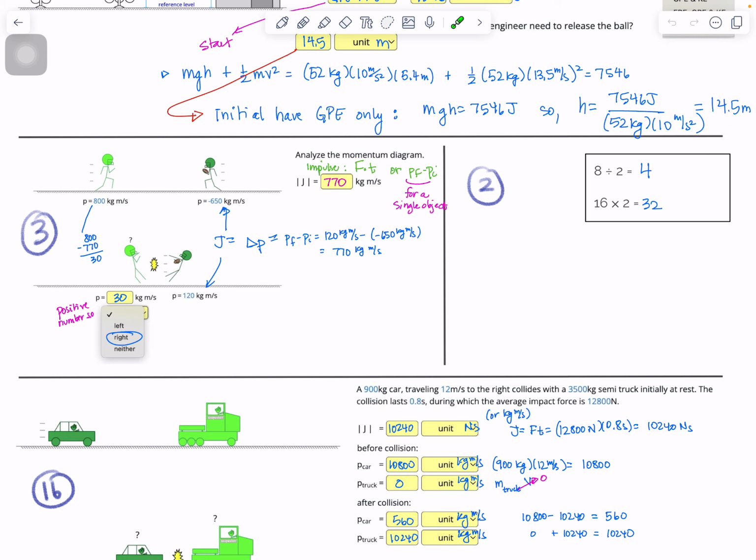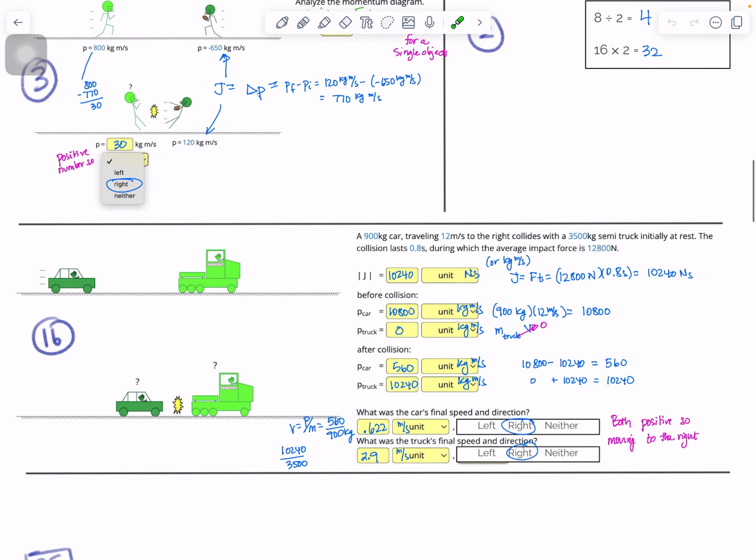And then I know whatever this football player gained, this one had to lose. So if I start with 800, I subtract 770 and I get 30, so that's my final. It's a positive number, and so that means I'm moving to the right with our convention. And then the math problem, I think everyone got that right.